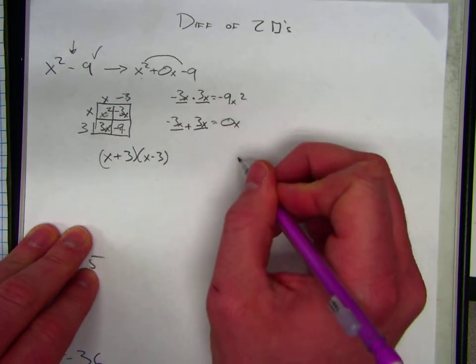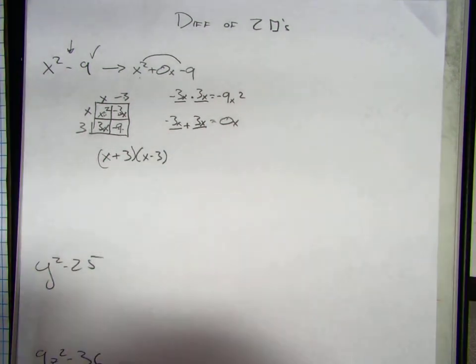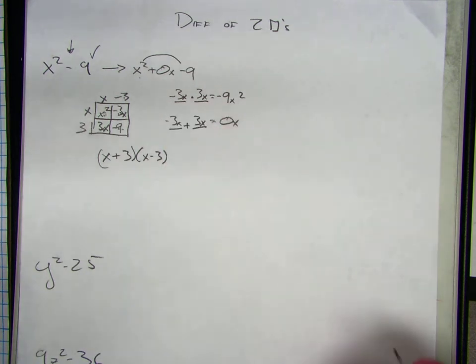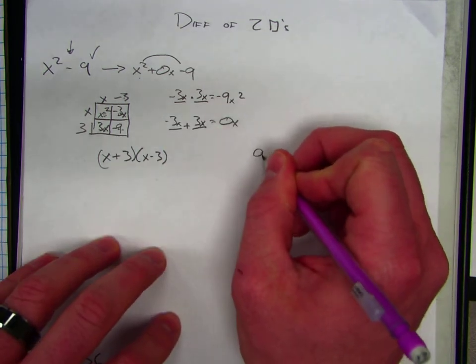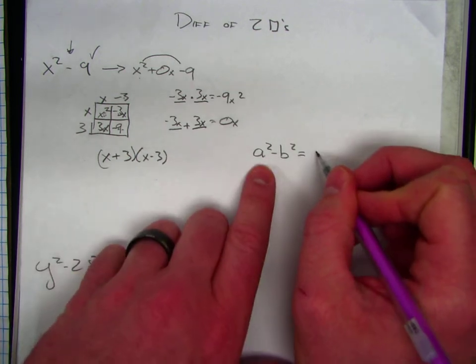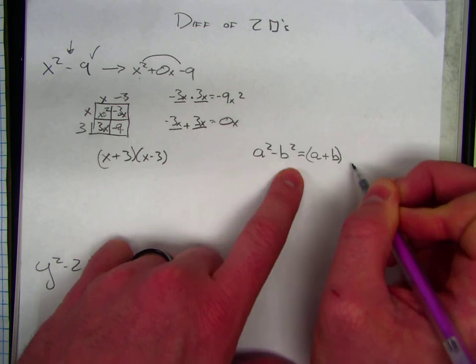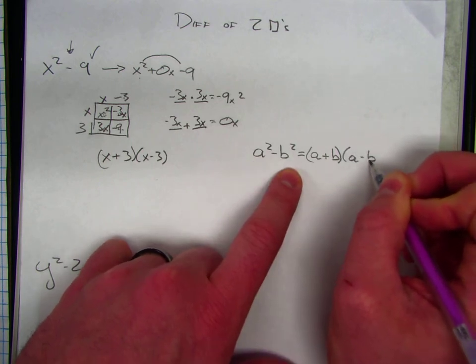So in other words, the pattern, and we could do this for 20 different problems so that you could see that the pattern's true for all of them, or you could just trust me. But what we have is that if you have the difference of two squares, I can factor that by saying the square root of the first plus the second times the square root of the first minus the second.